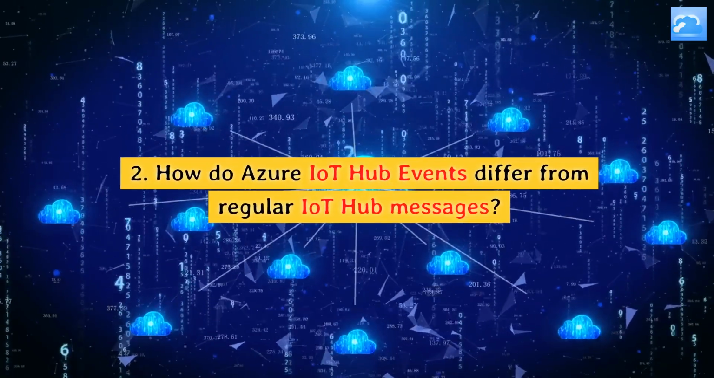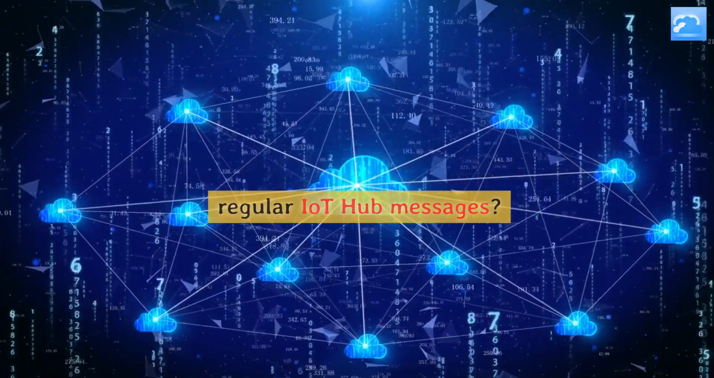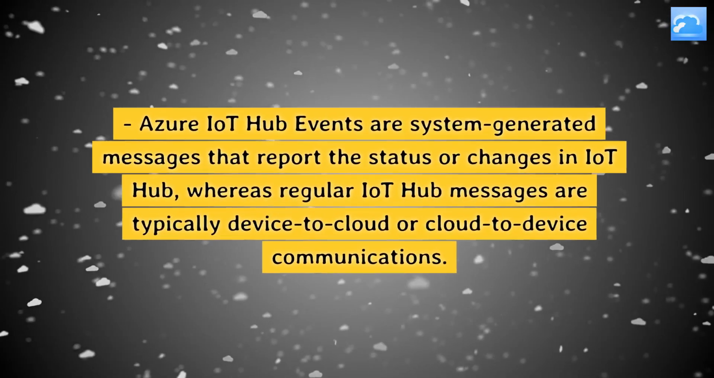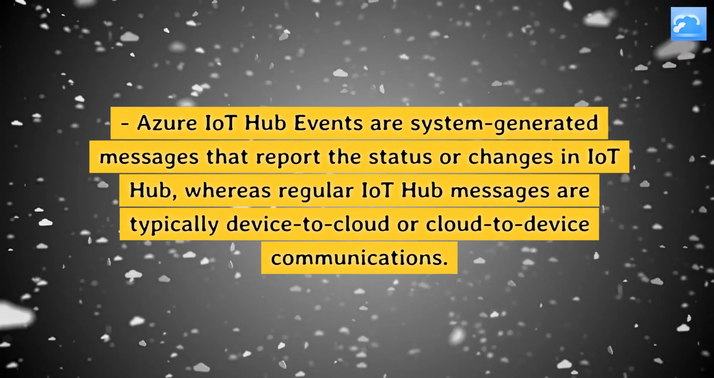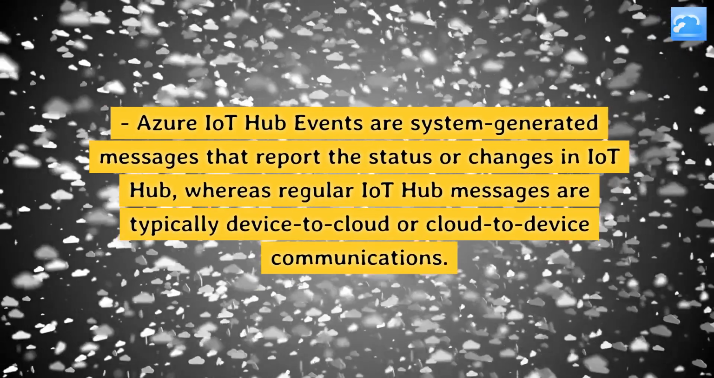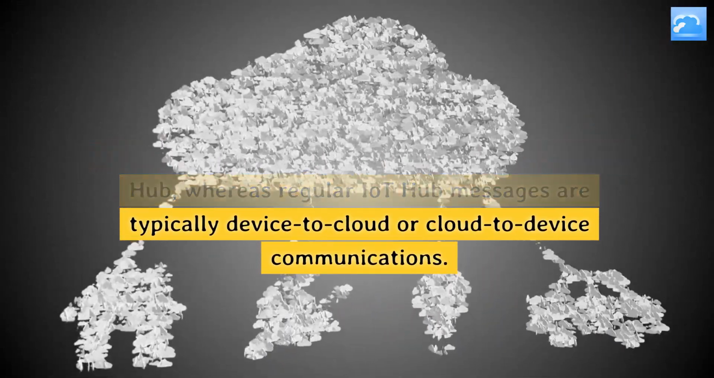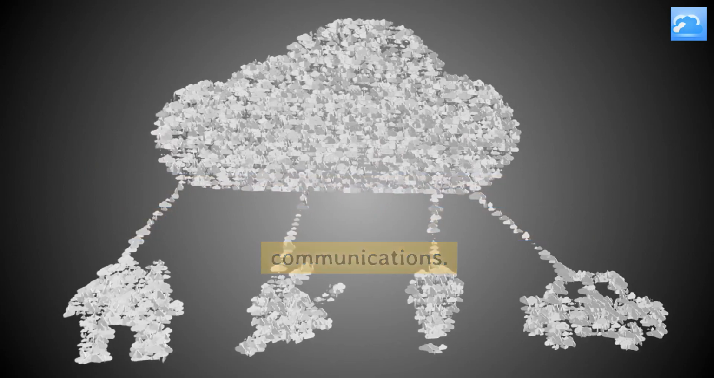2. How do Azure IoT Hub events differ from regular IoT Hub messages? Azure IoT Hub events are system-generated messages that report the status or changes in IoT Hub, whereas regular IoT Hub messages are typically device-to-cloud or cloud-to-device communications.